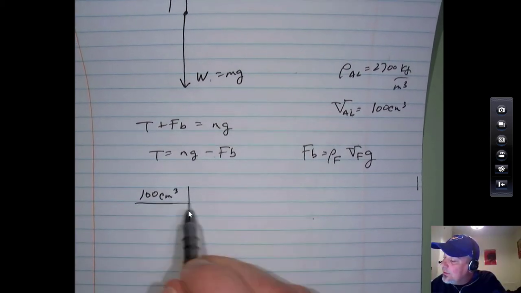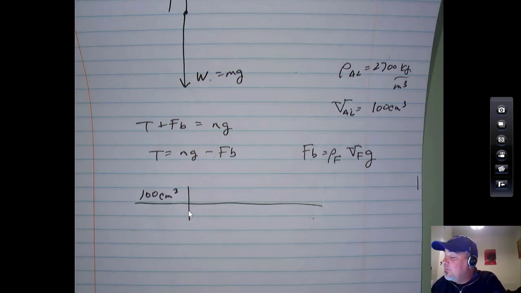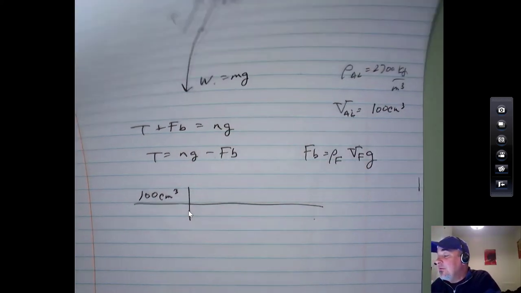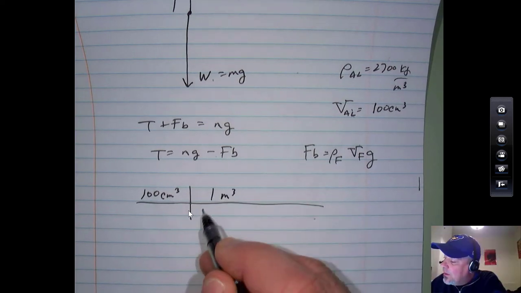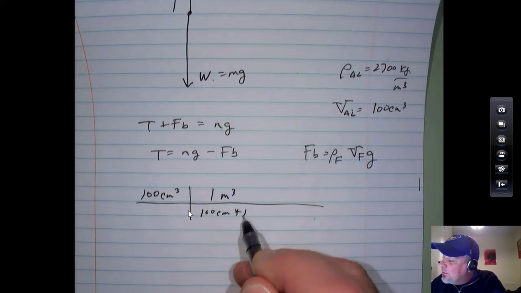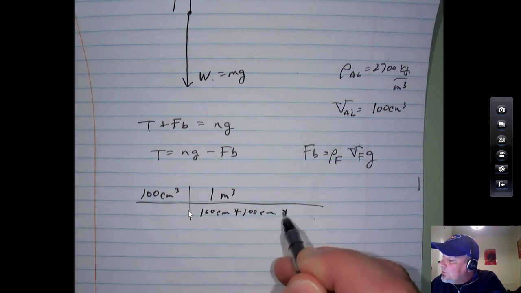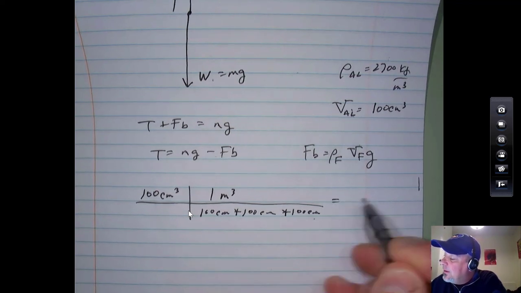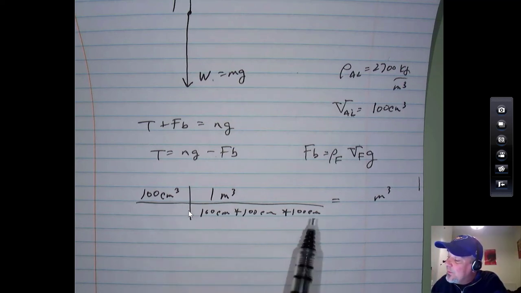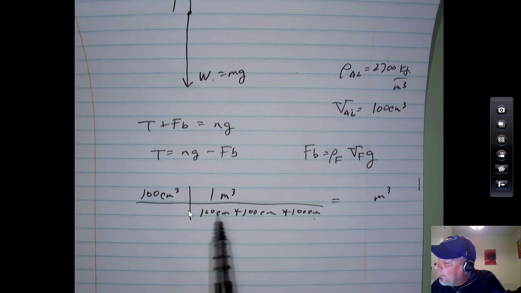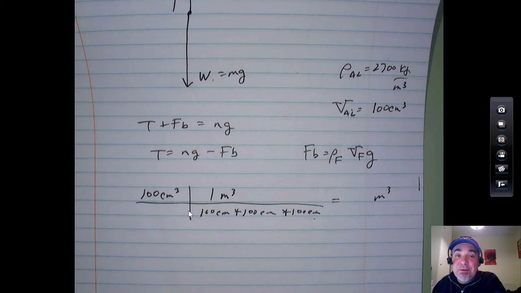We want to turn that into cubic meters. Be careful, you don't just divide or multiply by 100. You have to look at it like this. 1 cubic meter would be 100 centimeters times 100 centimeters times 100 centimeters. So to put 100 cubic centimeters into cubic meters, you actually have to divide by 100 three times, right? Because 1 cubic meter is 100 times 100 times 100 cubic centimeters.